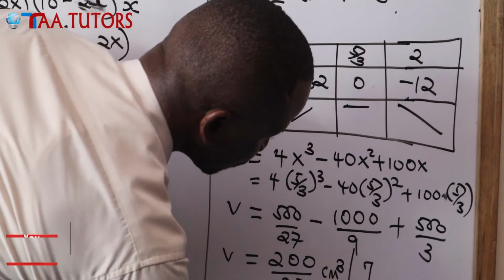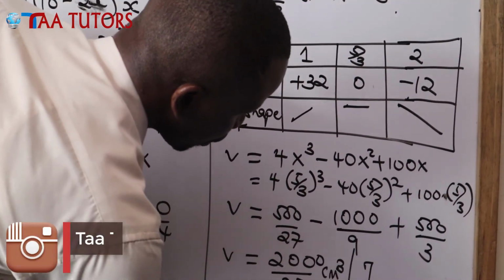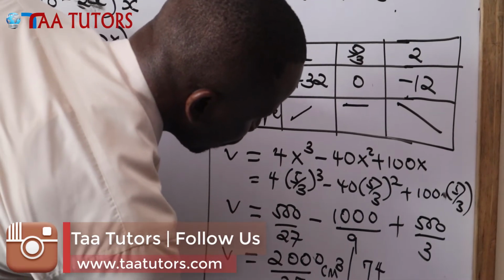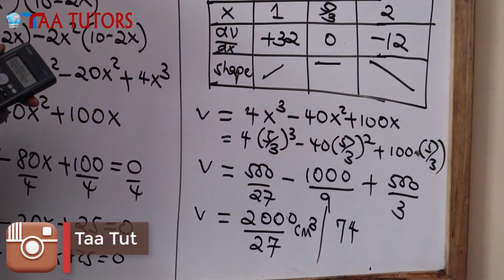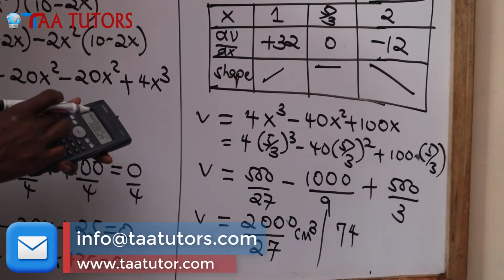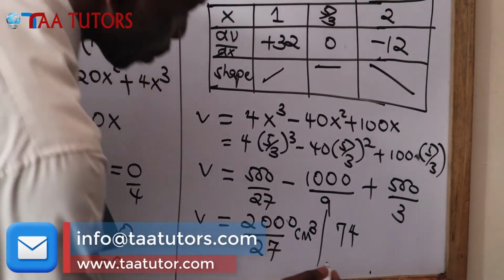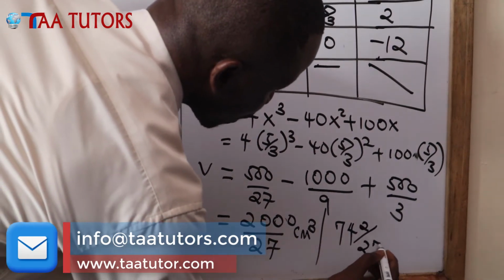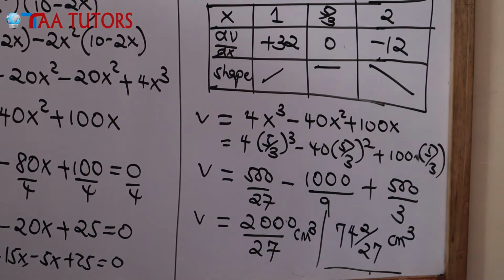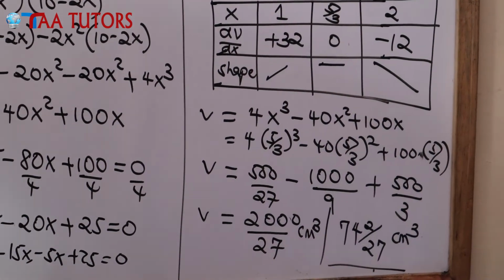This volume is 2000 over 27 centimeters cubed, or you can say 74 and 2 over 27 centimeters cubed. That is the maximum volume. But viewers, we were also told to get the dimensions.